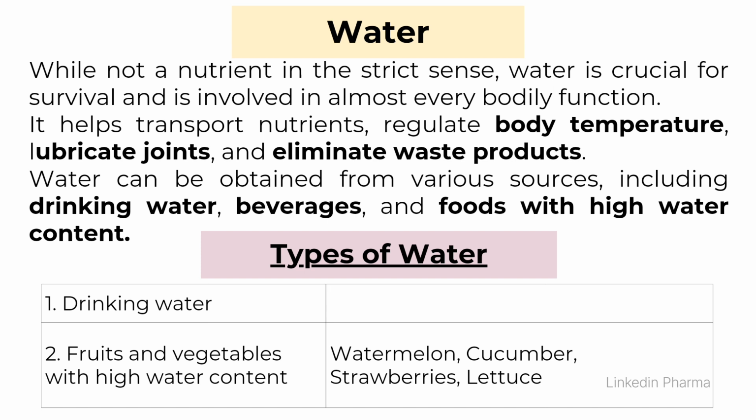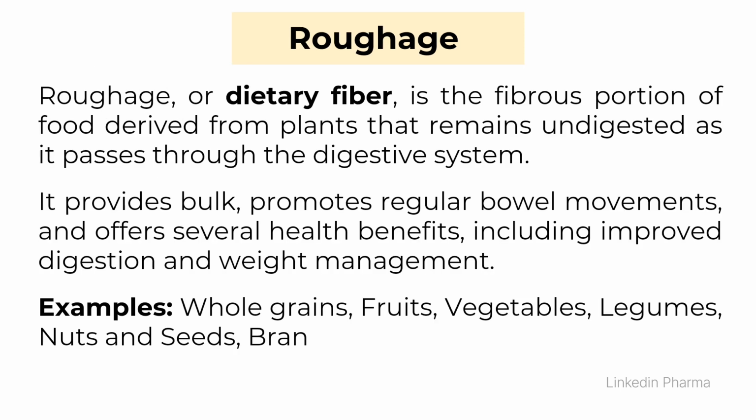Watermelon, cucumber, strawberries, lettuce. Roughage, or dietary fiber, is the fibrous portion of food derived from plants that remains undigested as it passes through the digestive system. It provides bulk, promotes regular bowel movements, and offers several health benefits, including improved digestion and weight management. Examples: whole grains, fruits, vegetables, legumes, nuts and seeds, bran.